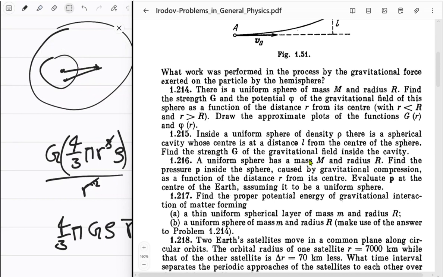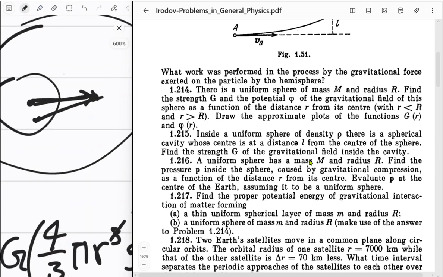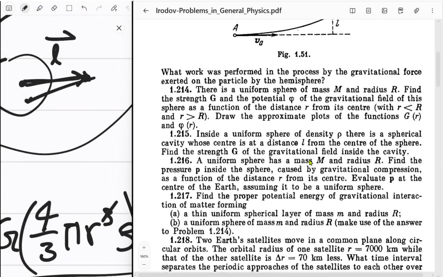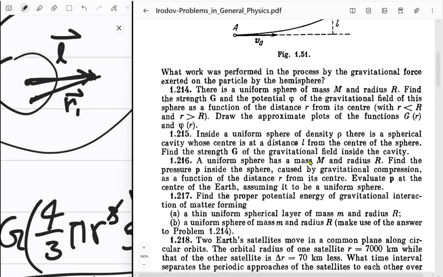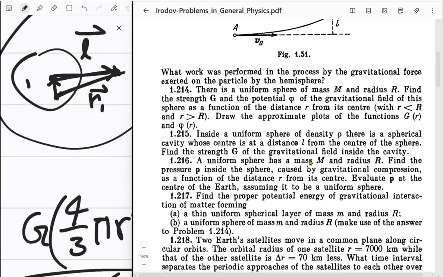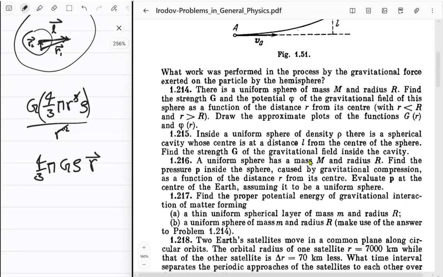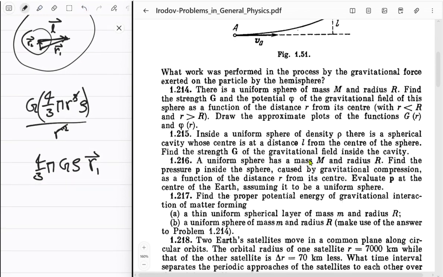This vector going from here to here is the L vector. And then this vector is the R1 vector, and this vector is the R2 vector. Because of this bigger sphere, the field is just this thing. So the R1 vector is pointing in that direction. Because of this negative mass sphere, it is going to be just a negative 4/3 pi G rho. So rho basically becomes negative rho.